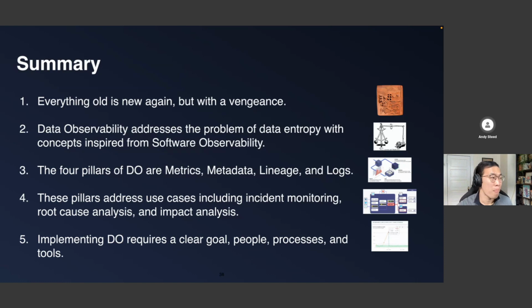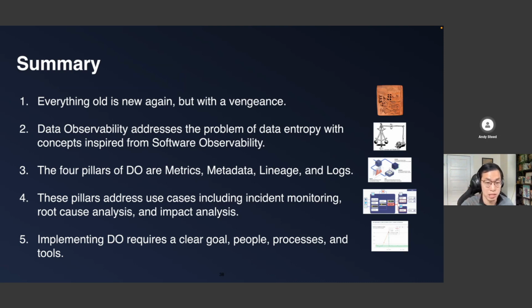So finally, just to summarize, everything old is new again, but with a vengeance. We're no longer dealing with clay tablets. Data observability tries to address the problem of entropy using concepts inspired from software observability, which itself is inspired by observability from control theory, which goes all the way back to windmills. The 4 pillars of data observability are metrics, metadata, lineage, and logs, which taken together can help us define in arbitrary detail the state of our data system.